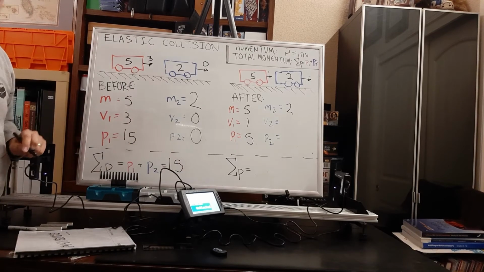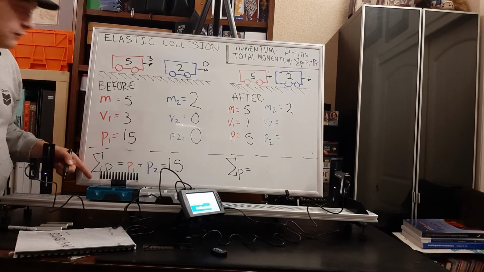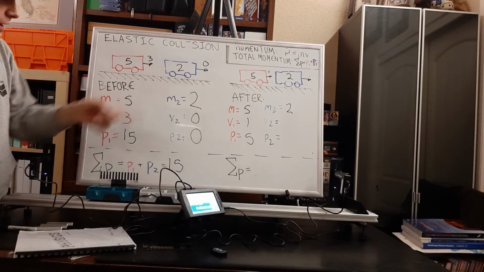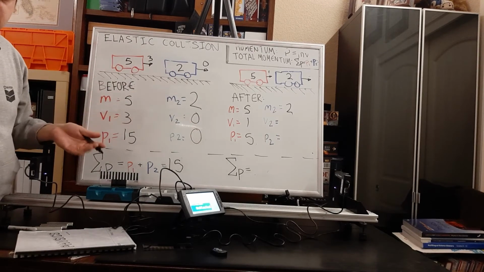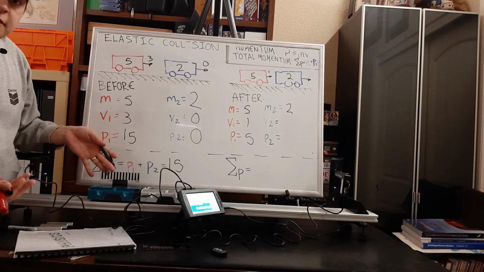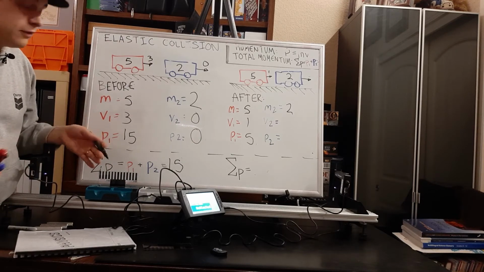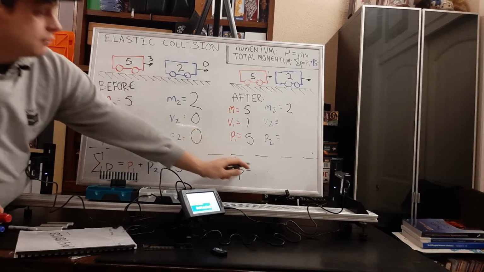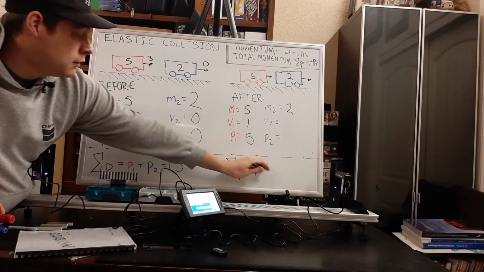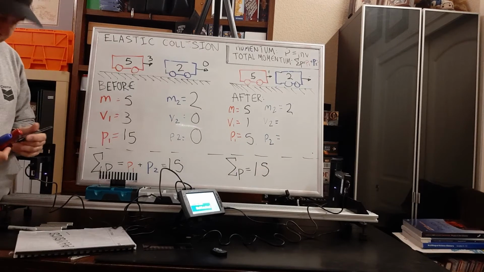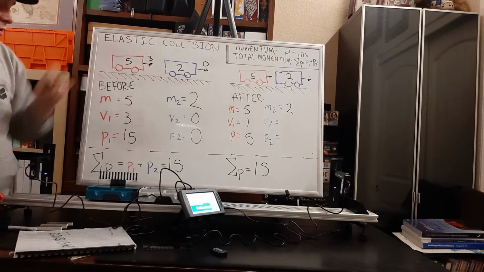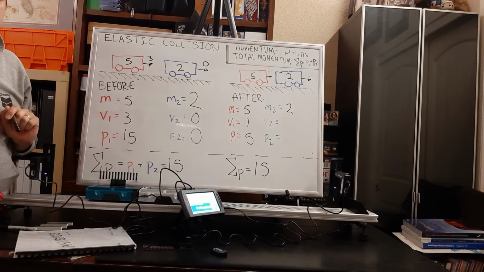15. And as soon as you know the total momentum, then we can apply that condition before to also be the same condition afterwards. So during a collision, what we'll discover from this lab is that the total momentum will remain constant. And so for that reason, if it was 15 momentum before, it will be 15 momentum afterwards.